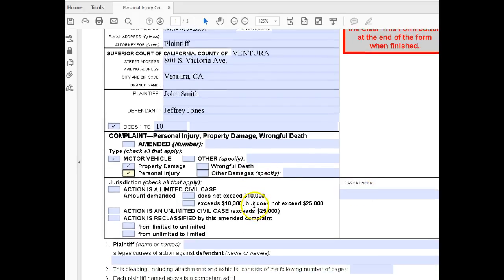Now, this is considered an unlimited civil case. That means that it's very possible this case could go beyond $25,000. And if it does, then you want to file it as an unlimited case.